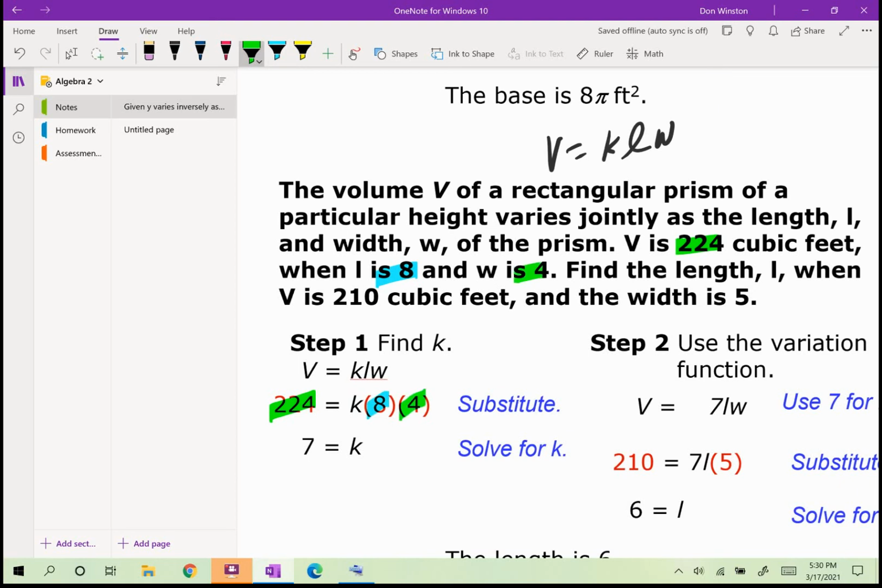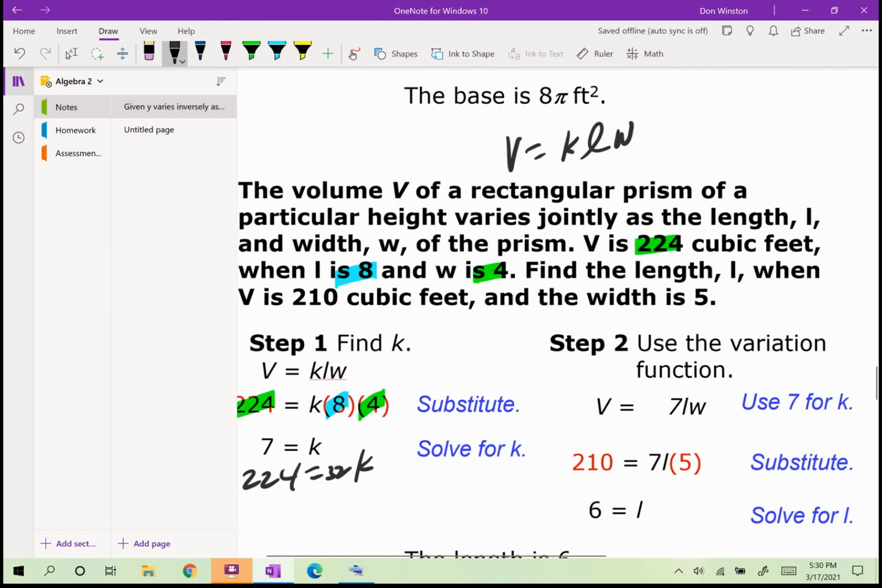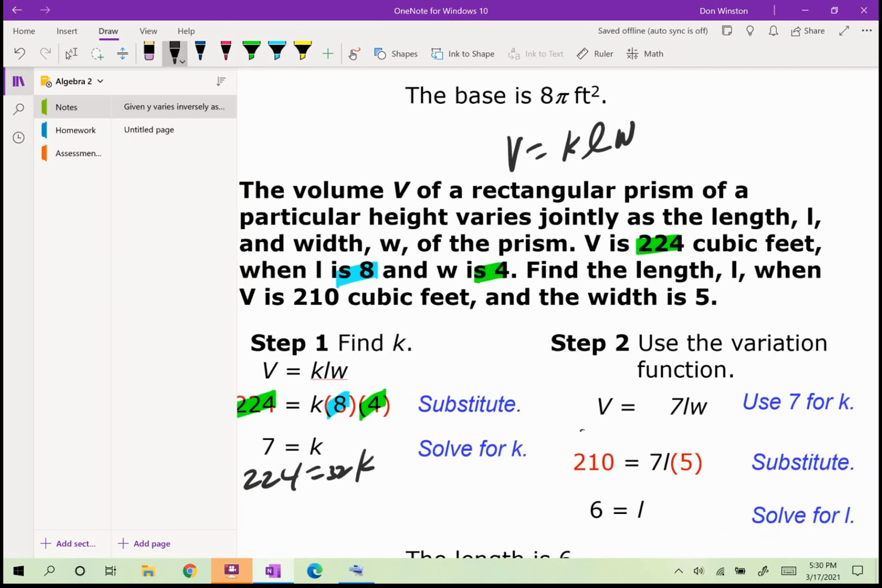So let's find K. So you get 224 equals 32K. Dividing both sides by 32, you get K is equal to 7. Okay, so now we have our joint variation equation. Volume is equal to 7 times L times W.